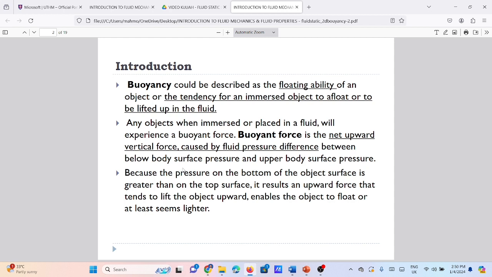Buoyant force is the net upward vertical force caused by fluid pressure difference between the below body surface pressure and the upper body surface pressure. Because the pressure on the bottom of the object surface is greater than the one on the top surface, it results in an upward force that tends to lift the object upwards, enabling the object to float or at least seem lighter.